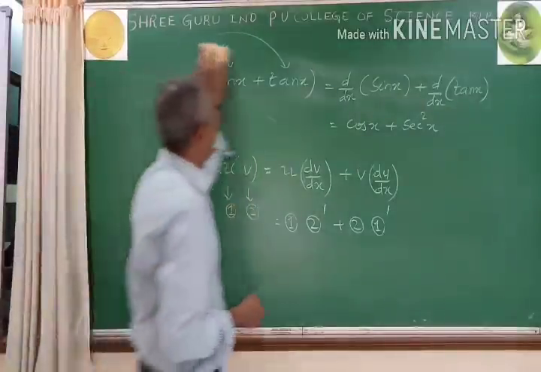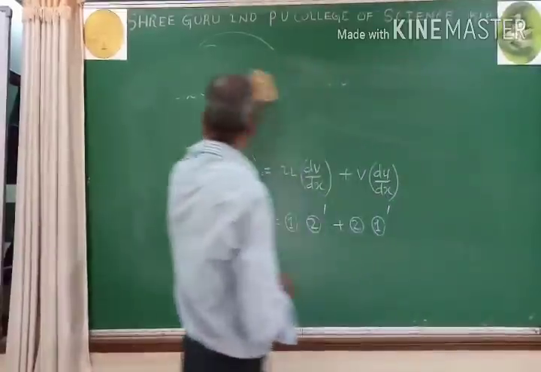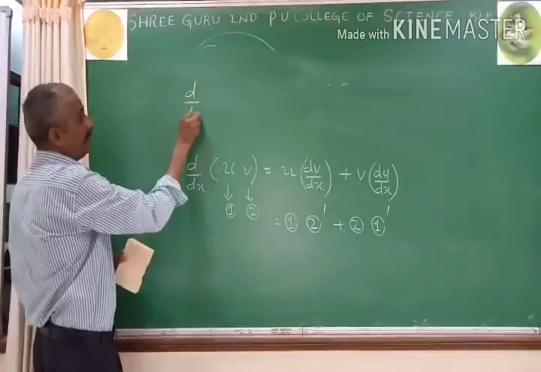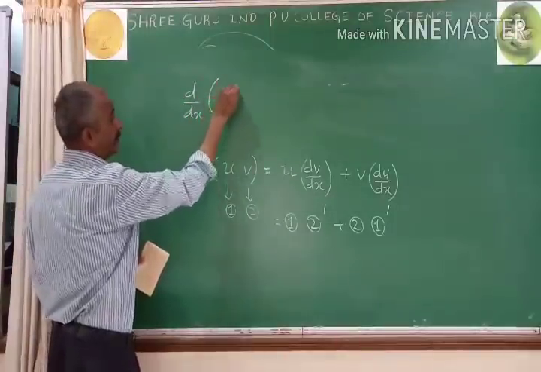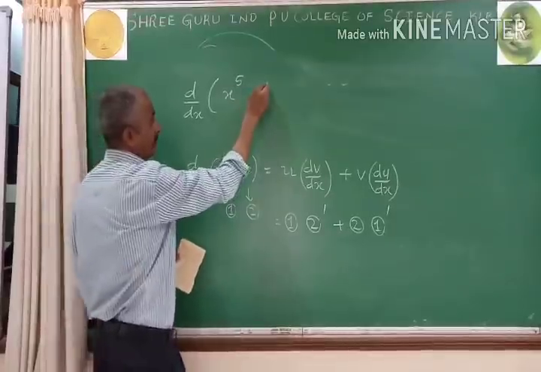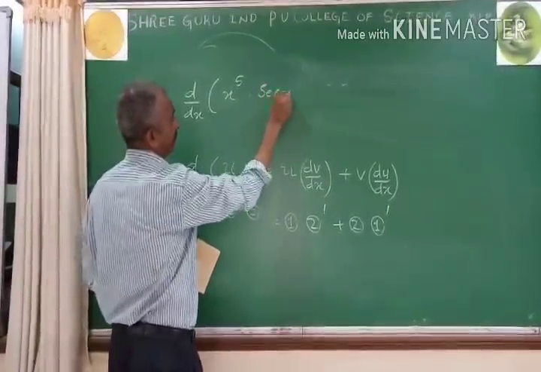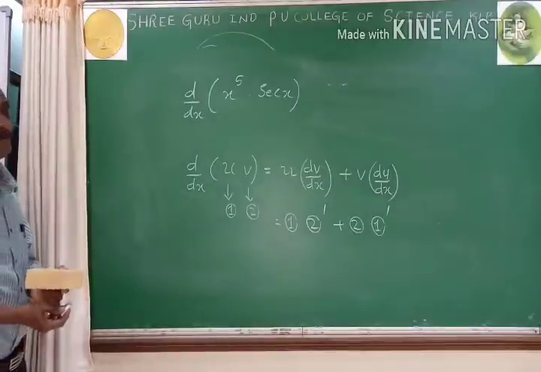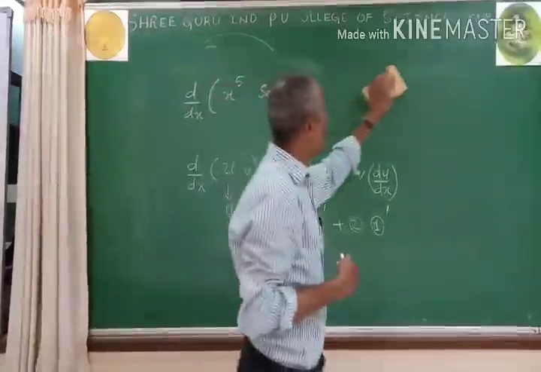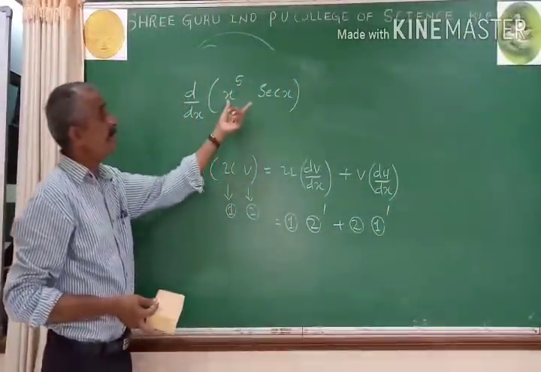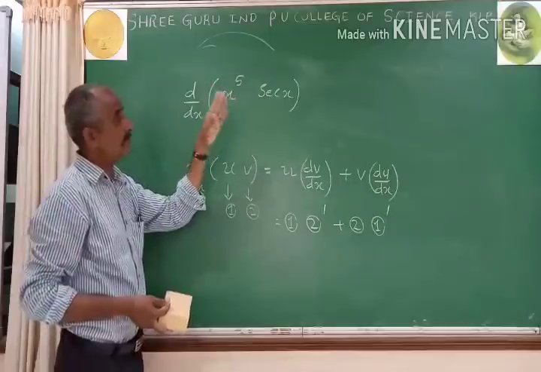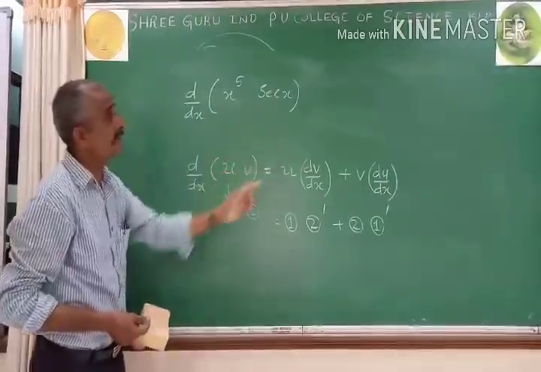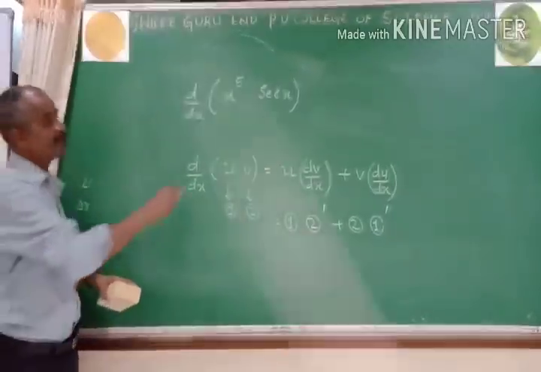For example, how to apply the product rule? Let's see from this example. Suppose you are given to calculate d by dx of x to the power of 5 into sec x. So here we should be very careful because most students are unable to understand which rule we are going to use. You must see in between two functions whether we have sum, product or quotient. Now in between these two functions we have very clearly product. So we are now supposed to apply this product rule.